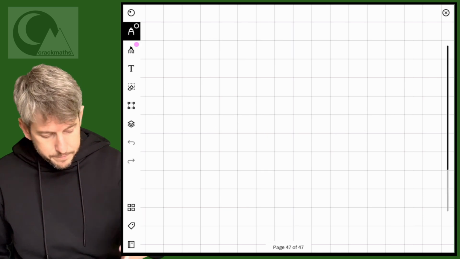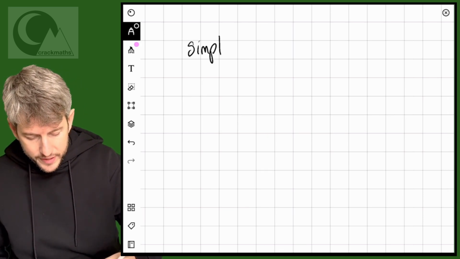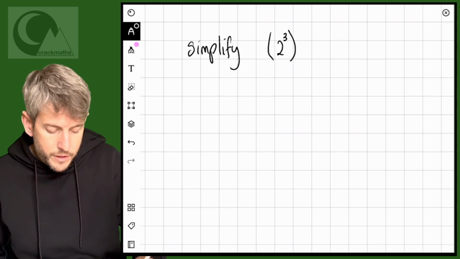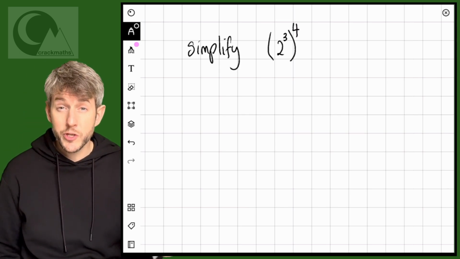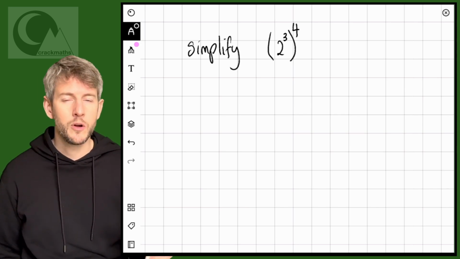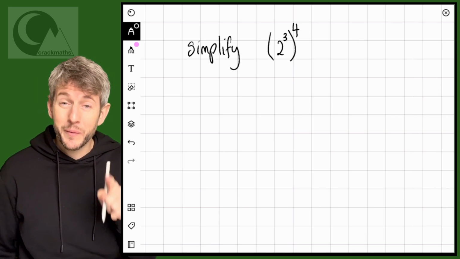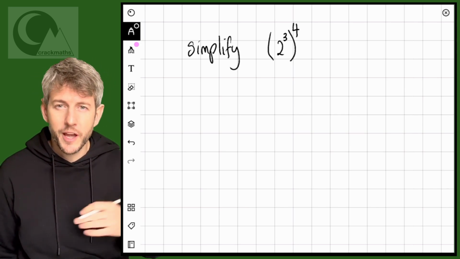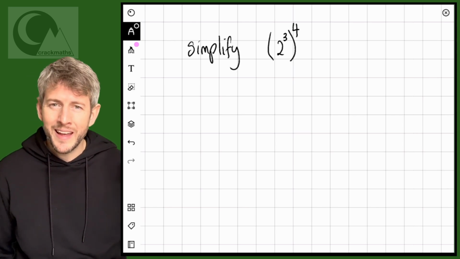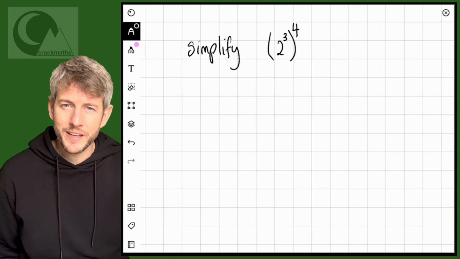So here we go. Let's have a go at simplifying 2 to the 3 all to the power of 4. So this time we've got 2 to the power of 3 all to the power of 4. So remember, there is a quick way. If you remember the quick way, you can do it. If not, I'm just going to go through the long way so that you can remember the way to do it in the way that makes sense with indices.